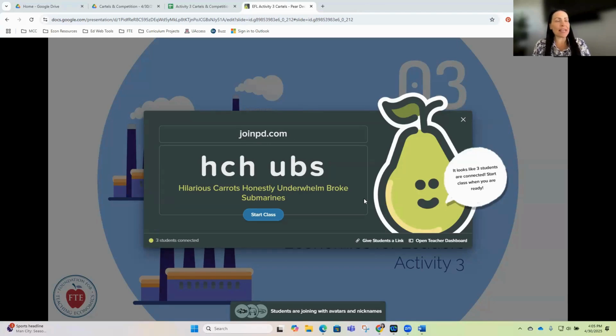Right now you should see a code to join Pear Deck. To join Pear Deck, I'm going to have you go to joinpd.com. PD stands for Pear Deck. Once you go to joinpd.com, you're going to enter the code that you see on my screen, which is HCHUBS. And Debbie Davis just put that in the chat for you.